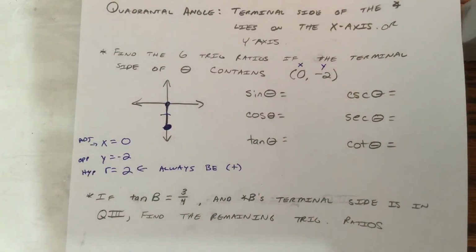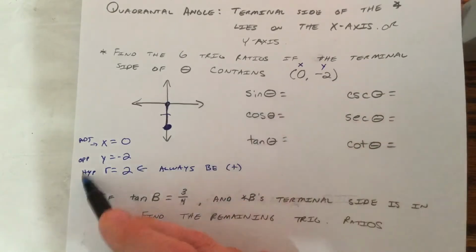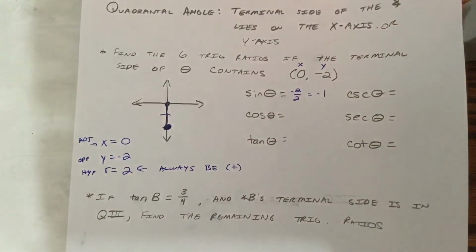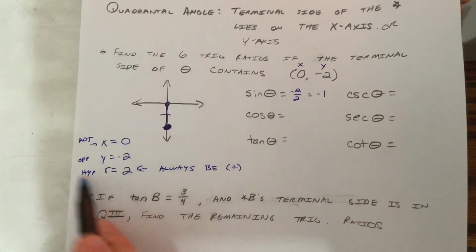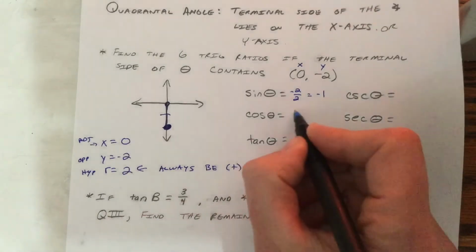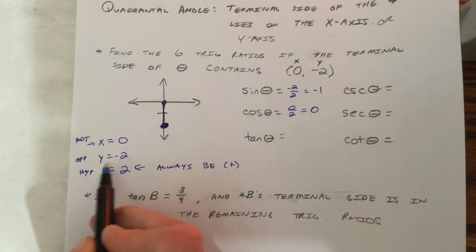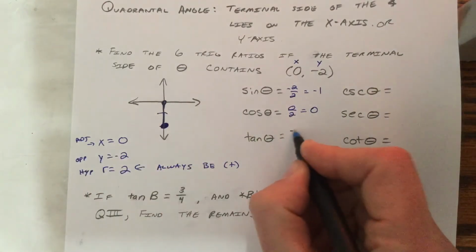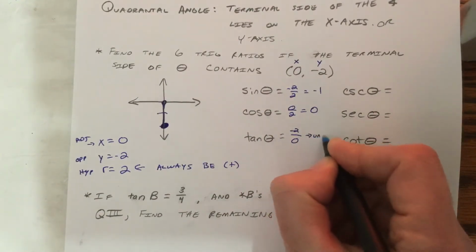So when we go ahead and fill in our 6 trig ratios, it's the same idea. Sine is going to be y over r, or opposite over hypotenuse, so that would be -2 over 2, which would reduce to -1. Okay. The cosine will be the adjacent over the hypotenuse, or x over r, so that'll be 0 over 2, which is just 0. And then the tangent is going to be your opposite over adjacent. So opposite in this case is that y value, -2. Tangent's opposite over adjacent, or y over x, so that'd be -2 over 0. Okay. -2 over 0 is undefined.